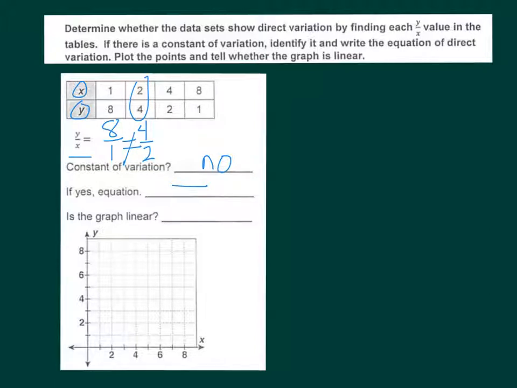but we can graph those. So each one of these will be a point on our grid, (1, 8), (2, 4), (4, 2), and (8, 1). And we can easily graph those. (1, 8) is here, (2, 4) is right here, (4, 2), and (8, 1). Those are not linear because they do not make a straight line. Linear means they make a straight line.